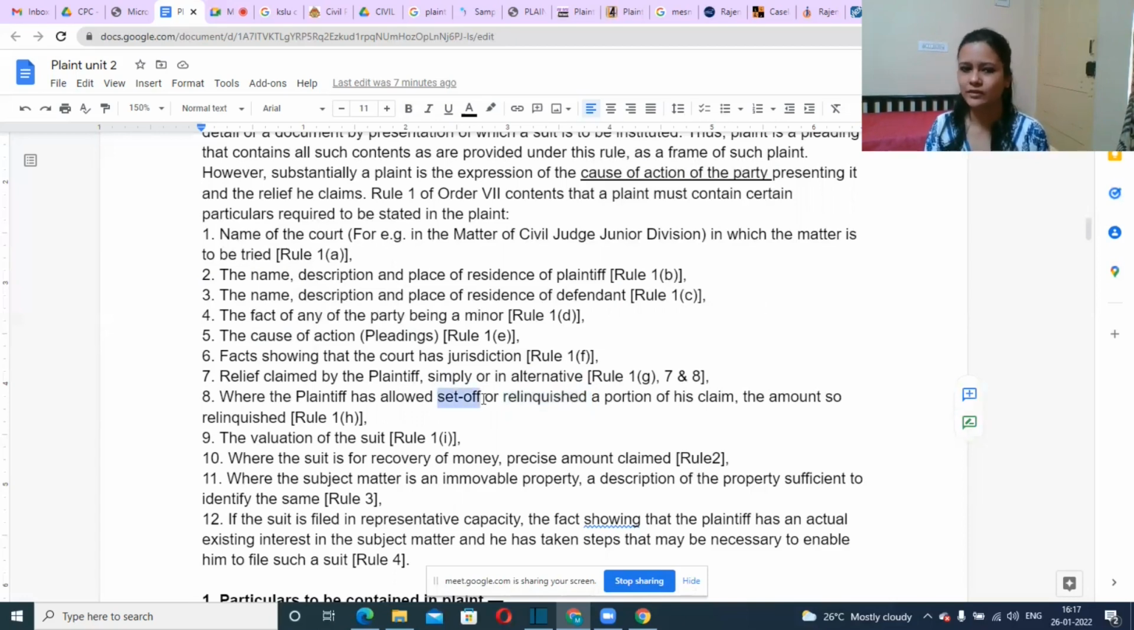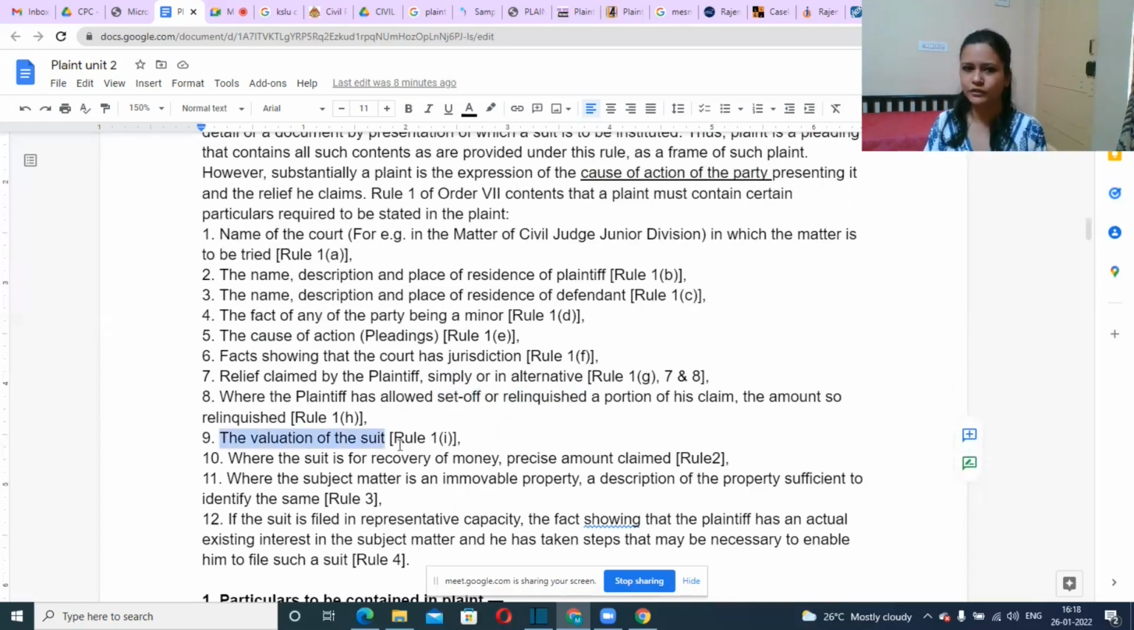Or it may be a set off. Maybe 90,000 rupees was taken from me, and on the other hand, I have taken 10,000. So there I would mention that I also need to pay 10,000, but just deduct that. So I need to get 80,000 rupees. Those clarifications also will be mentioned in the plaint itself.